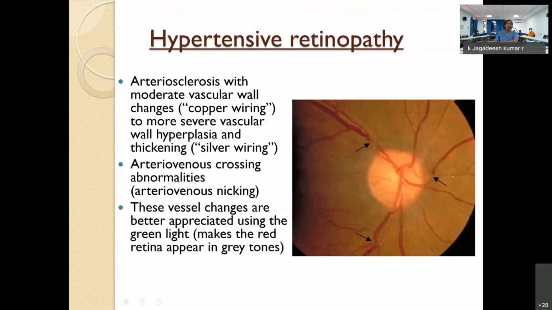Now, all of us would have learned earlier that in hypertensive retinopathy, we get some AV crossing changes because of arteriosclerosis, which kinks the vessels. So here there are different hypertensive retinopathy changes.